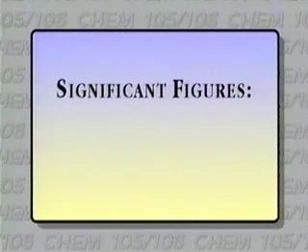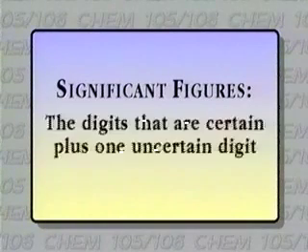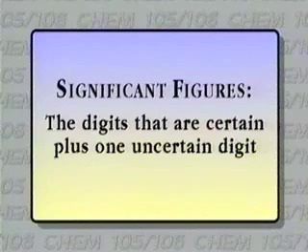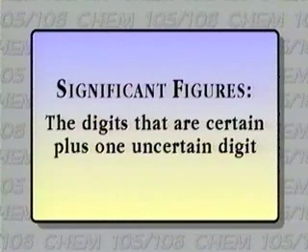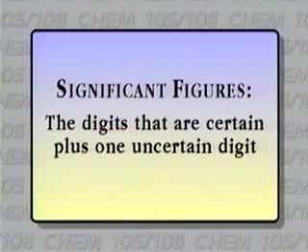Significant figures are then all of the numbers that we have actually measured plus one uncertain number. Not 5 uncertain numbers, one uncertain number. Those are called significant figures.